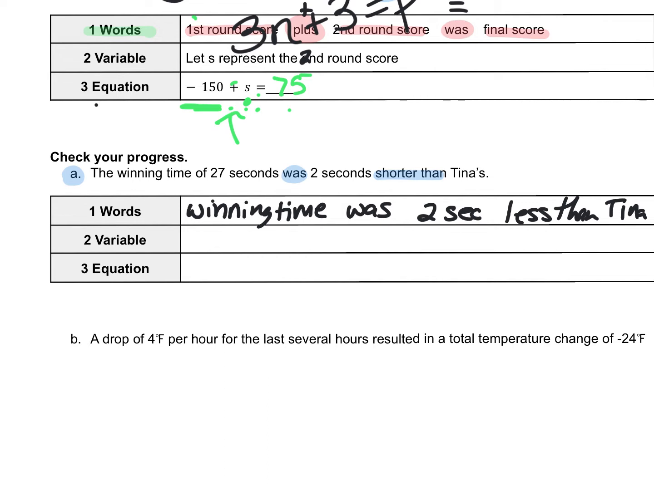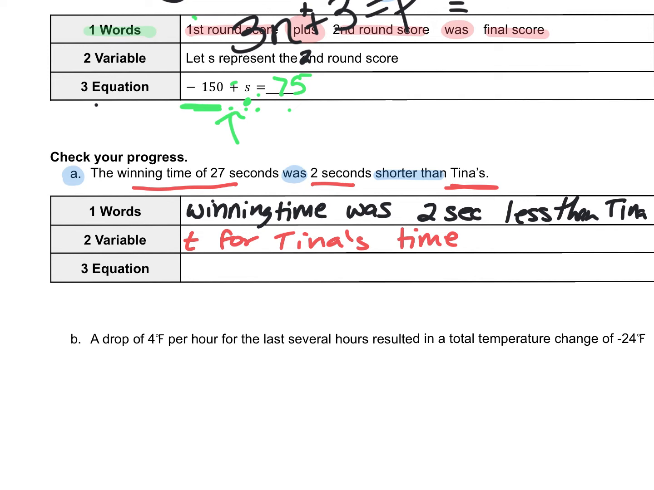So my variable, what do I not know? Well, I know the winning time. I know the difference. They don't actually tell me Tina's time though. So I'm going to make T represent Tina's time. I think picking the variable is my favorite thing.